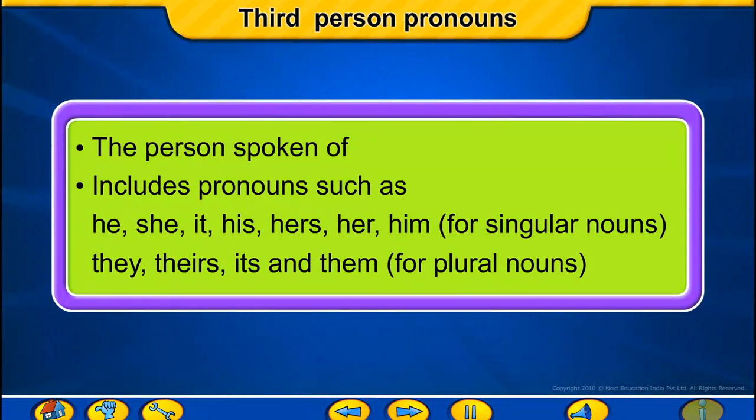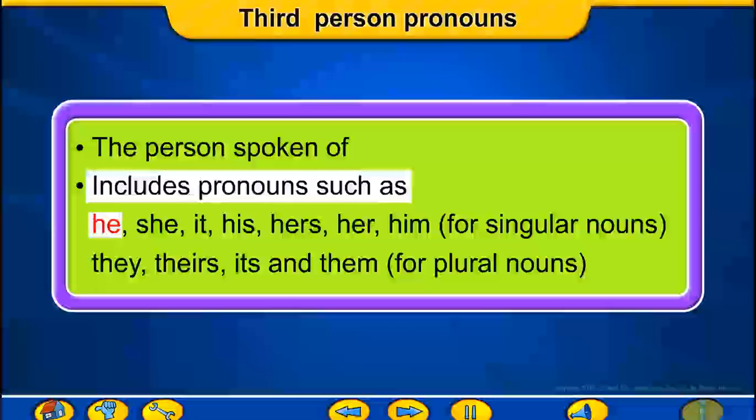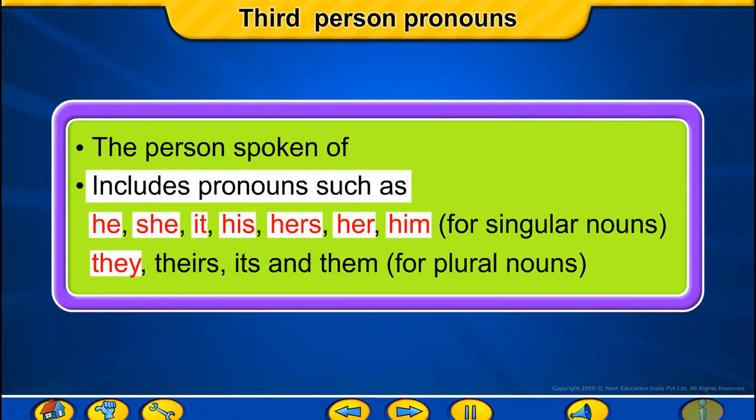The third person is the person spoken of. In the third person, we have pronouns such as he, she, it, his, hers, her, him, used for singular nouns. They, theirs, its, and them, used for plural nouns.